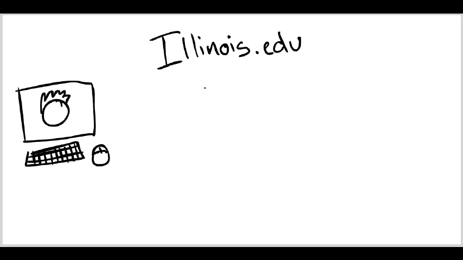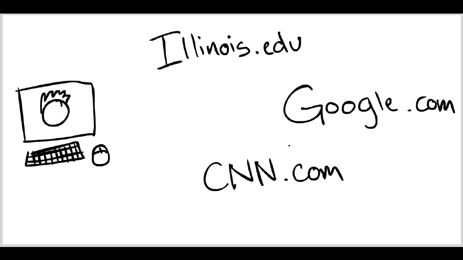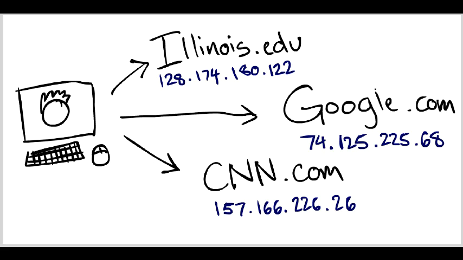So how does DNS come into our internet browsing? Let's say you're at your computer and you go to illinois.edu, google.com, or CNN. All of these websites have IP addresses for them. What DNS does is translate these addresses into these IP addresses and then return them to your computer so that you can now navigate to the physical location, or rather the network location, of where these websites lie.